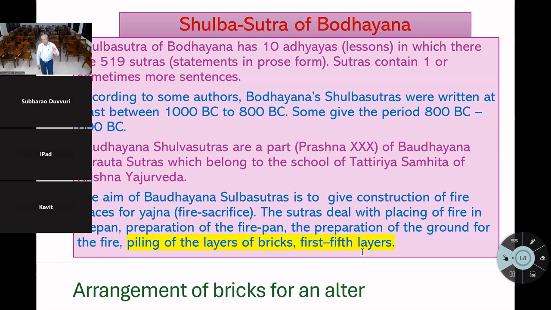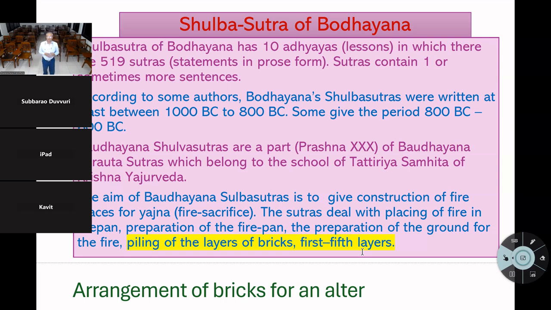So what is the aim of writing that book, Bodhayana Shulva Sutra? The aim is to give the construction of altars for yajna, that is fire sacrifice, and the sutras deal with placing of fire in various ways. How to place the fire in the fire pan, then preparation of the fire pan, preparation of the ground for the fire, piling of the layers of bricks, first to fifth layers.